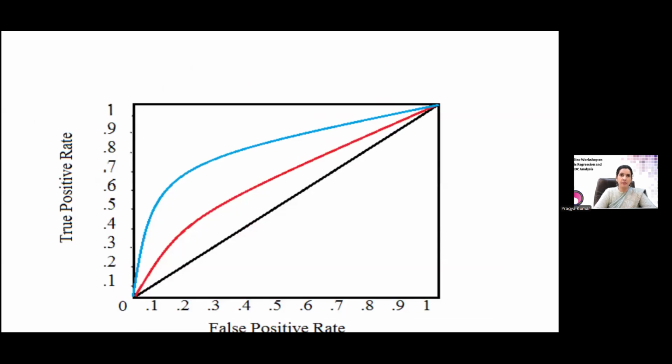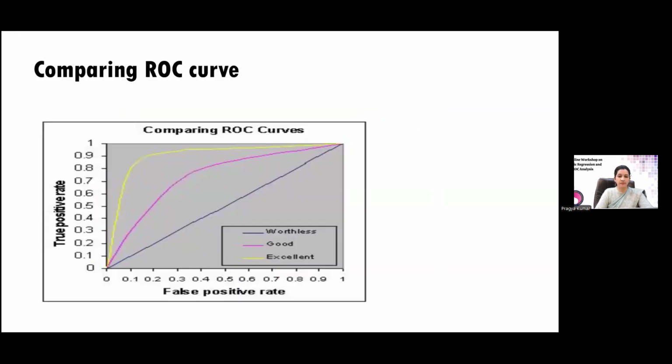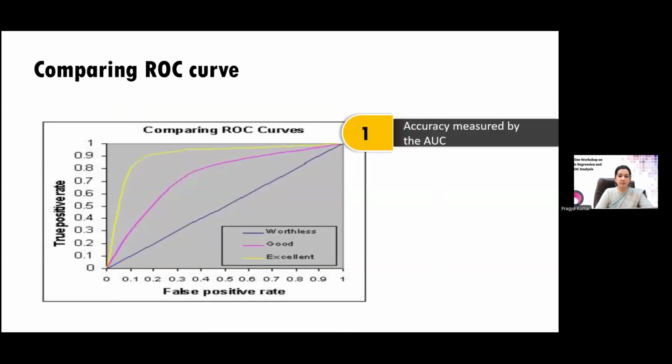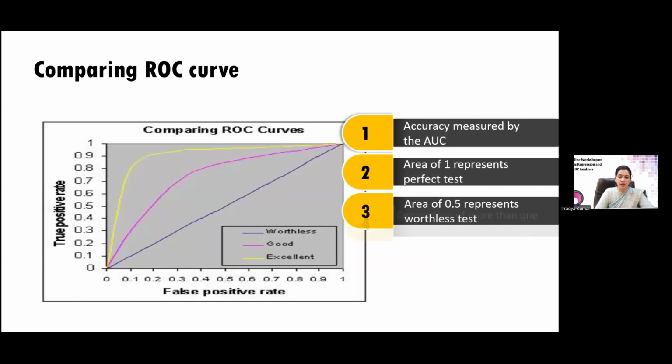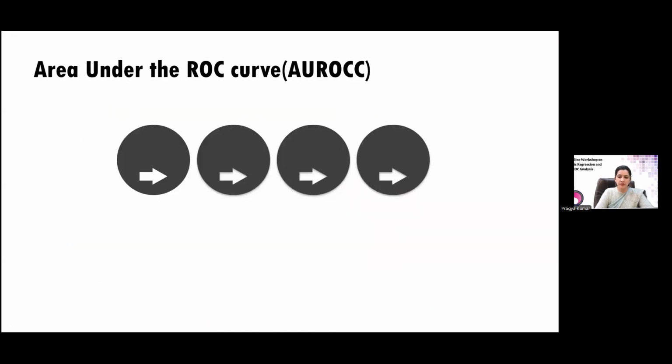Again, this is comparing two tests. You can see this red and blue. The nearer to the diagonal line, the distance between this and this is less, and this is more. So this AUC will be less and this AUC will be more. So it will have good discrimination potential. Again, this is the same comparison, so we measure the accuracy of this by AUC.